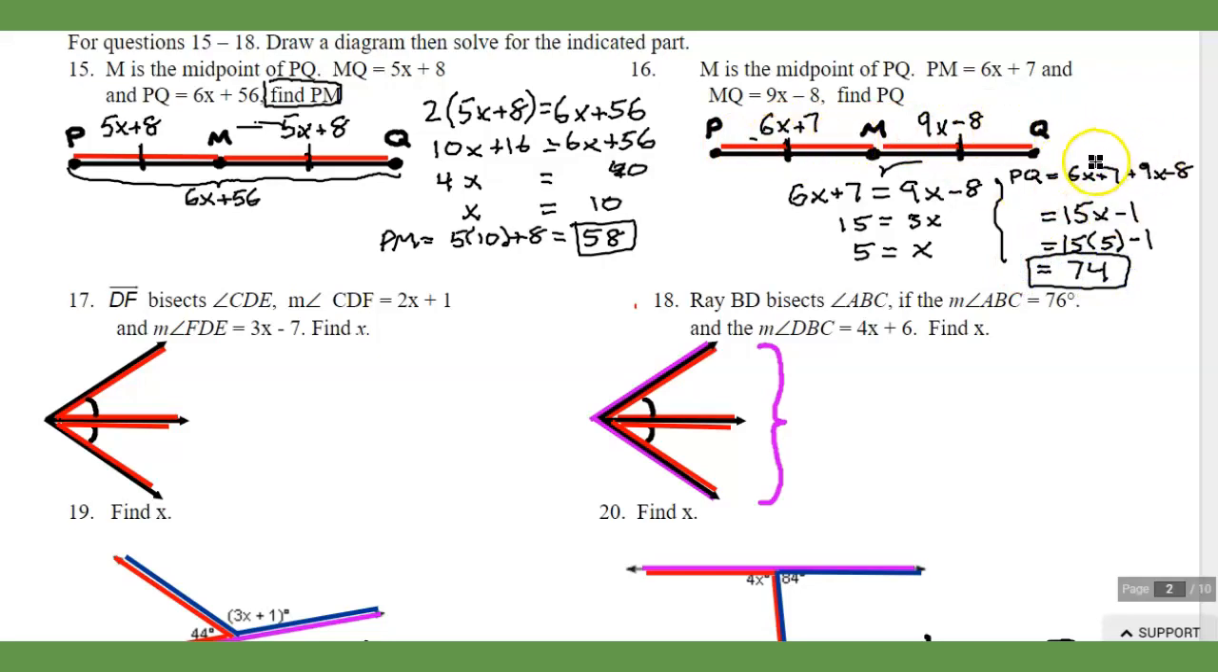There's a couple ways of doing it. This is just one. So if you get 74 a different way, that's just fine. Okay, now let's do the same thing, but with angles.